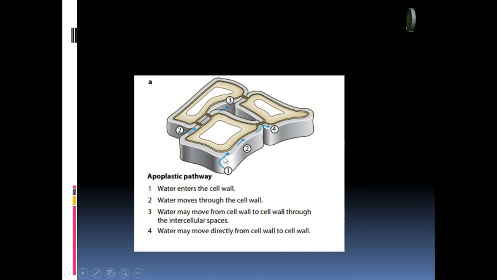So water enters the cell wall, water moves through the cell wall, water may move from cell wall to cell wall through the intercellular space. If you can see here, there are spaces between the cells. So water can actually move through this space as well. And water may move directly from cell wall to cell wall. So basically, when you talk about the apoplastic pathway, it's the route where water never enters the cytoplasm and never crosses the plasma membrane.